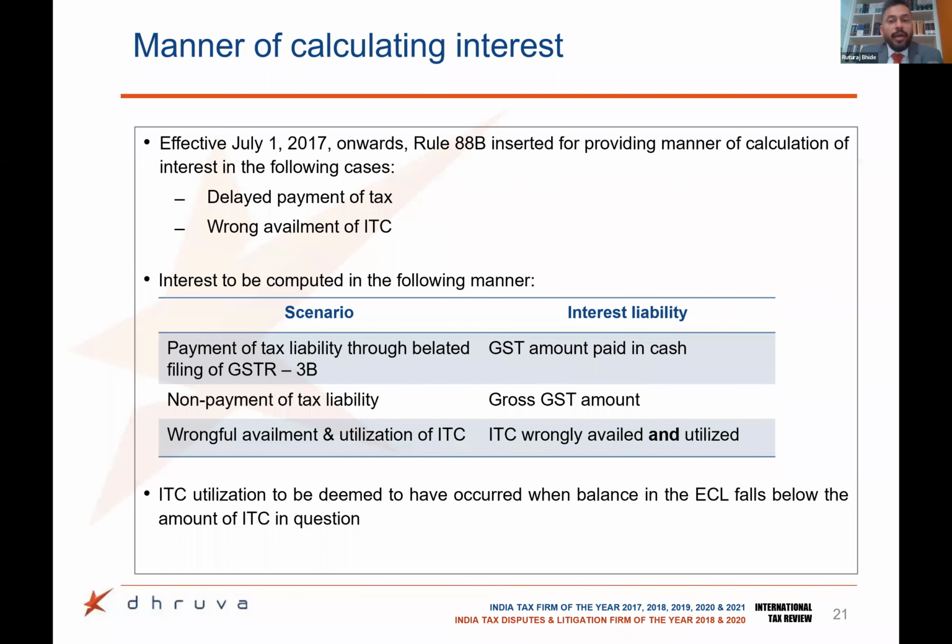The minute my electronic credit ledger balance comes below this amount, so let's say the ineligible credit is 5 lakh and my electronic credit ledger balance comes below 5 lakh, that is the point in time when it will be assumed that you have utilized the wrong credit, and then you have to pay interest from that date till the time you reverse that credit. So this is the way in which interest will be computed for wrongful availment and utilization of input tax credit.